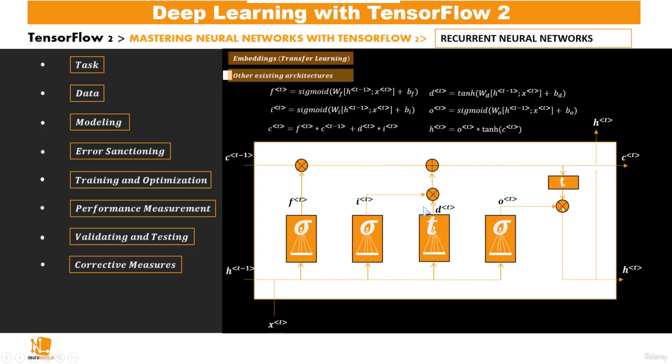Now note that LSTMs don't come to completely take away the problem of vanishing gradients, but they help a great deal in mitigating this problem. That's why it's one of the most popular recurrent neural networks used in practice today.